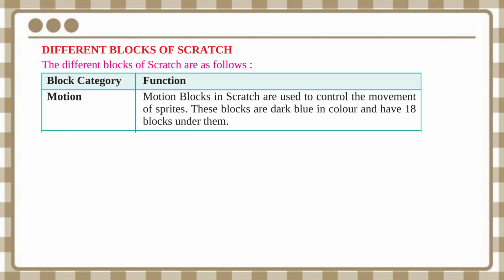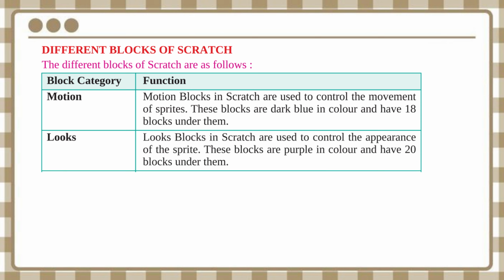Different blocks of Scratch. The different blocks of Scratch are as follows: Block category, function, motion. Motion blocks in Scratch are used to control the movement of sprites. These blocks are dark blue in color and have 18 blocks under them. Looks. Looks blocks in Scratch are used to control the appearance of the sprite. These blocks are purple in color and have 20 blocks under them.